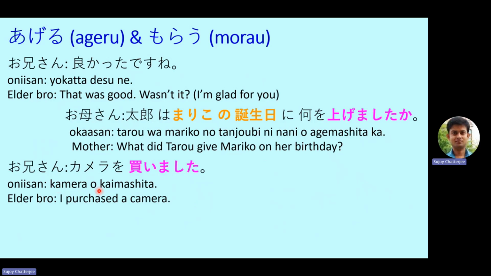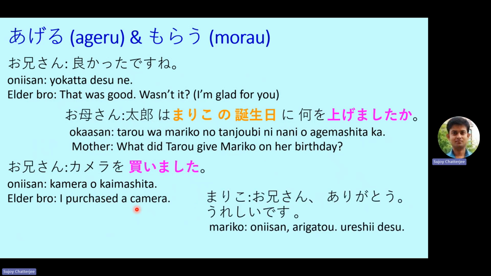So he cannot say kamerao agemashita or kamerao agemasu. He cannot give. Agemasu is still okay, but agemashita is not possible. So he said that I have purchased a camera. So that has more information than agemasu. So I purchased a camera.